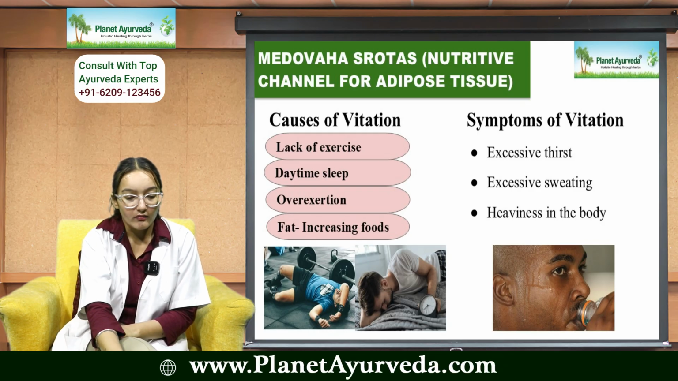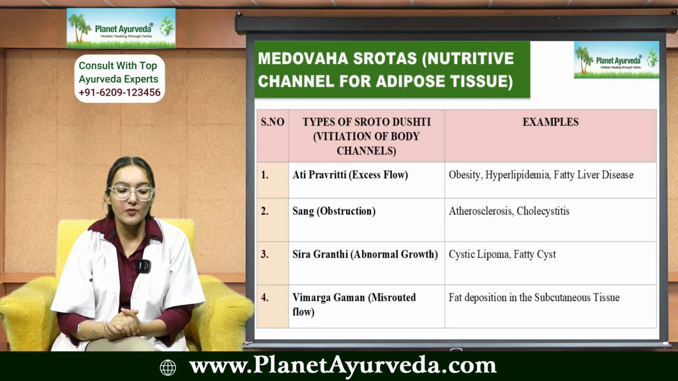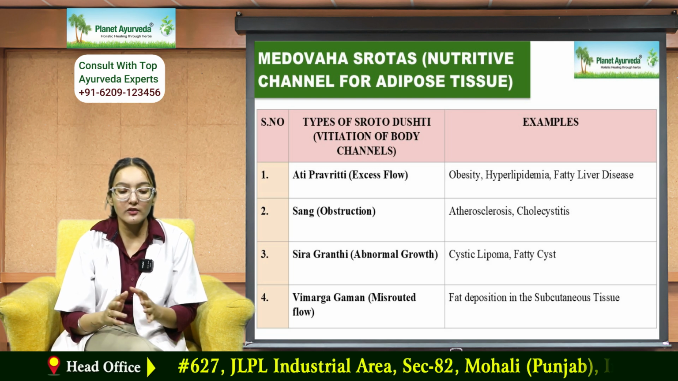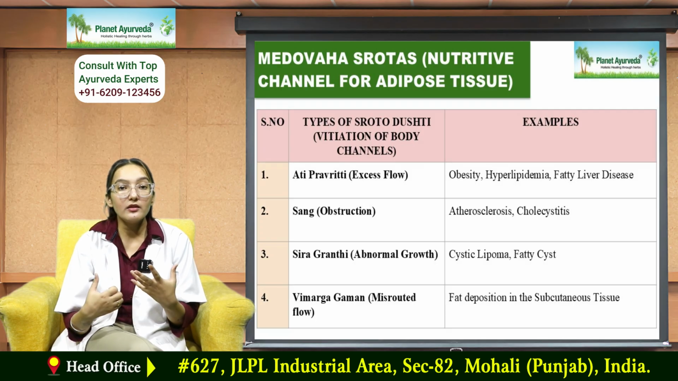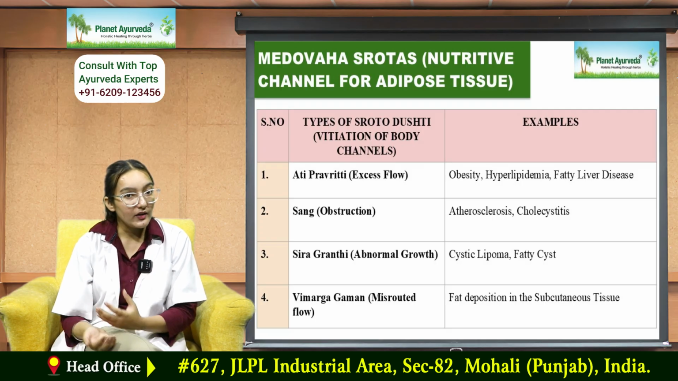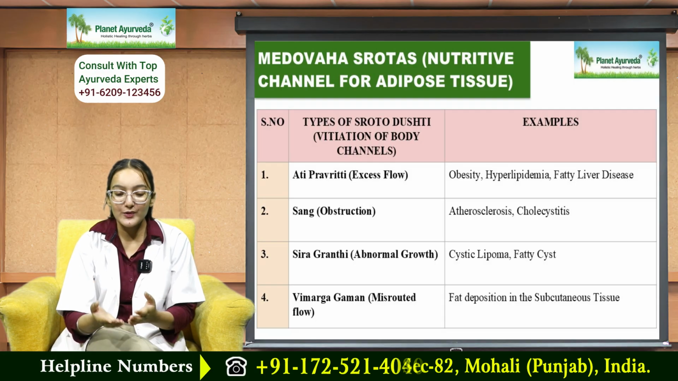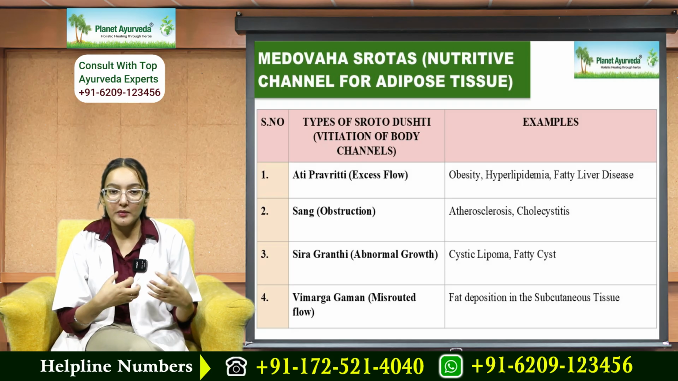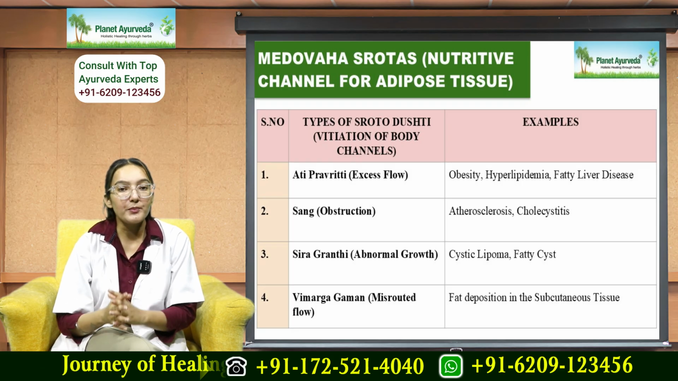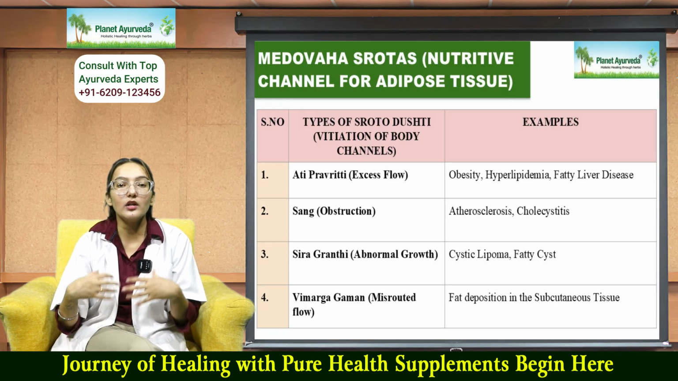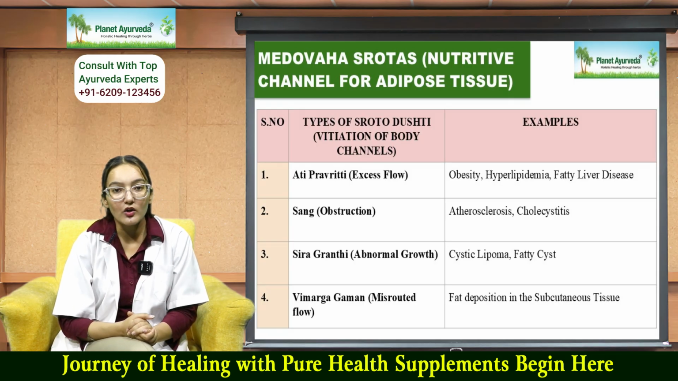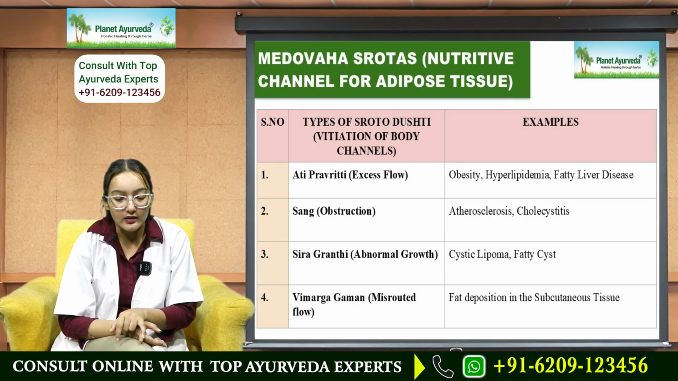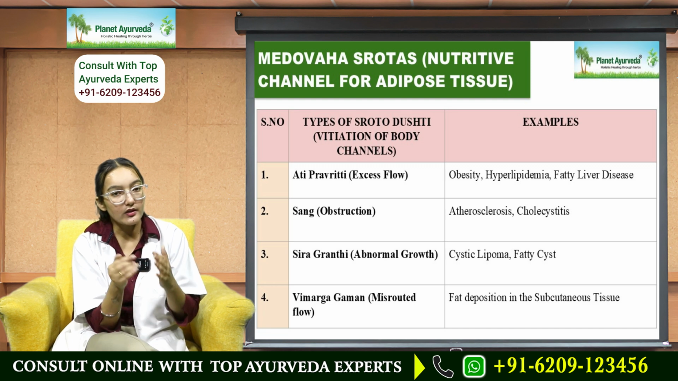Then come the types of Srotodushti, vitiation of body channel, respective to Medovaha Srotasa. So in such cases, if there is more med, meaning more fat, it will lead to a fatty person. So here come the examples: obesity, fatty liver disease, where fat will also accumulate over the liver. Then comes hyperlipidemia, which means more lipid production. Then comes Sanga or obstruction. If there is obstruction of adipose tissue, atherosclerosis will occur. So the cholesterol will deposit in the arteries.